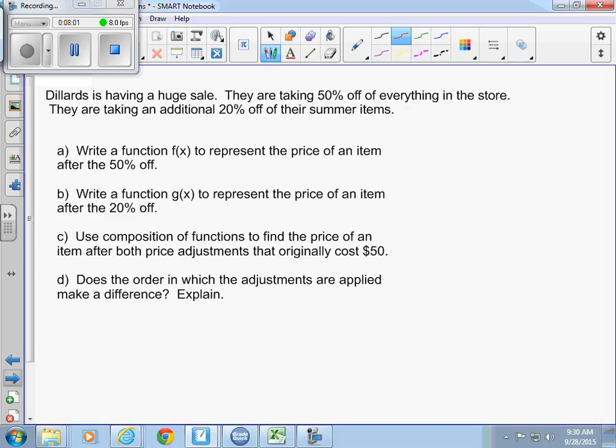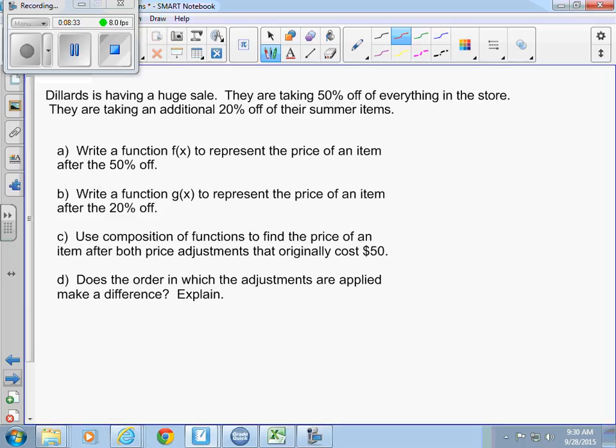Just one more problem, and again, mainly this actually isn't even on your homework. I mainly just wanted to show you how a real world problem would incorporate composition of functions. So as Dillard's is having a huge sale, they are taking 50% off everything in the store. They are taking an additional 20% off their sale items. Write a function f of x to represent the price of an item after 50% off.